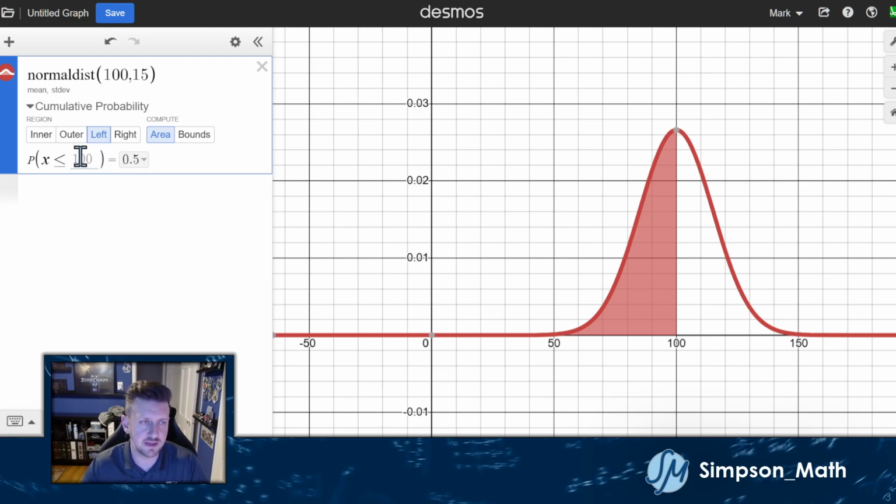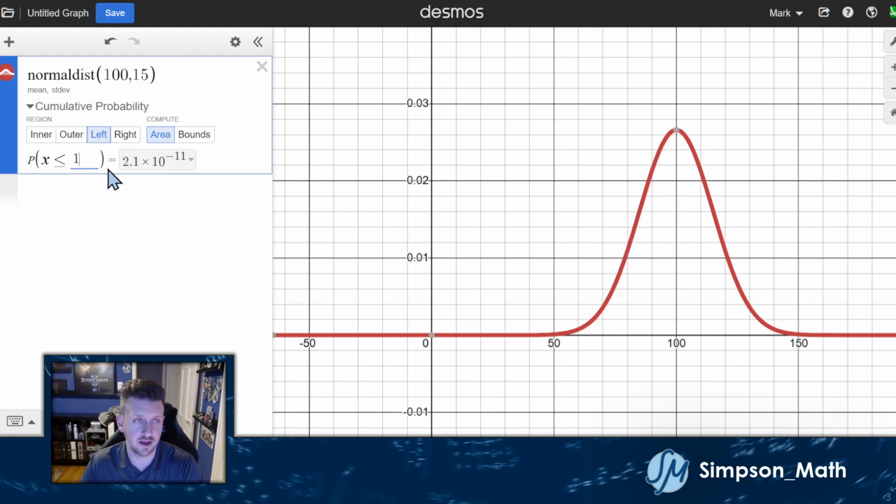And then notice it's defaulting to 100. It's nothing special, it's just defaulting to the value in the mean, just so that we have something to answer, so that when you click through inner, outer, left, and right, it's showing you, it's trying to represent what's happening. So I don't want to find the area less than 100. I want to find the area less than 110. So I'm just going to key in 110.